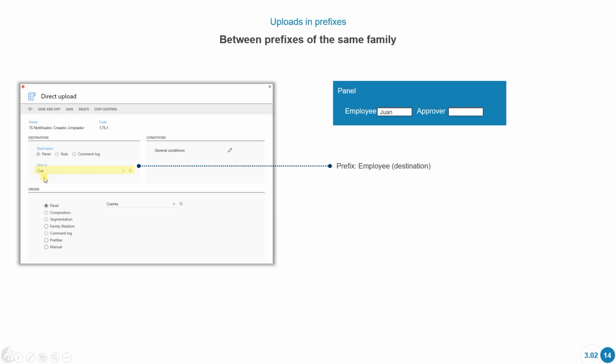We could also select the option panel. For example, if we select here a prefix of our family employees, here we could select panel, and we could select another prefix of the employee's family. If we just select two prefixes of the same family, one up here and another one down here, it's going to copy the value from one prefix to the other one. In this example, we could copy the value from this prefix where we have John 1, and we could upload the value into this other prefix called approver.